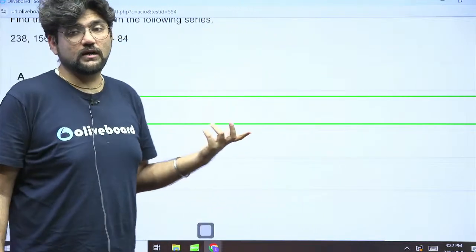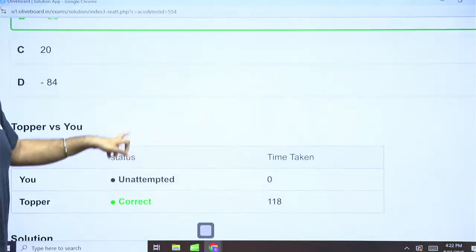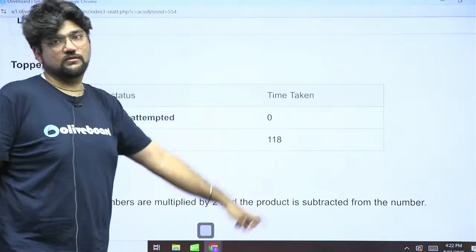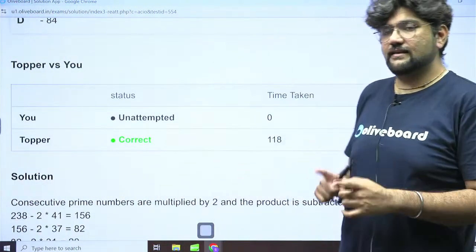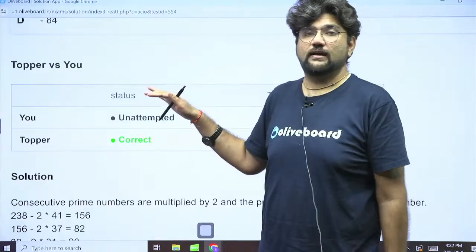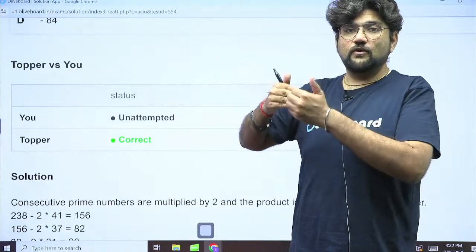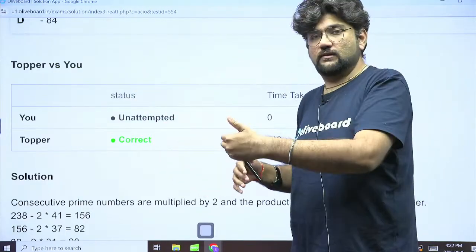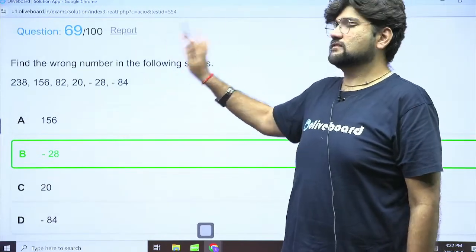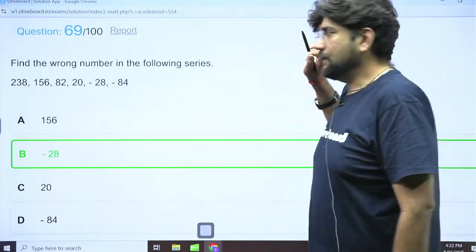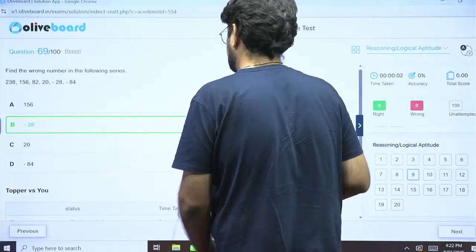But what is your learning in this? In the examination, you should have rather dropped this question. It's not worth 2 minutes of yours unless you have the time of coming back to it. Unless you have marked it for review, you have solved the whole paper and then you're coming back to it. That is advisable, but taking it up like this is not advisable. Okay, next.